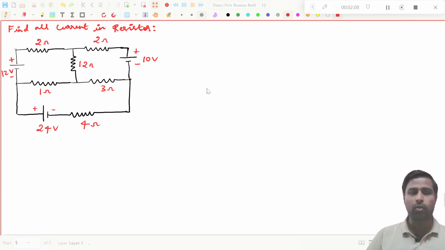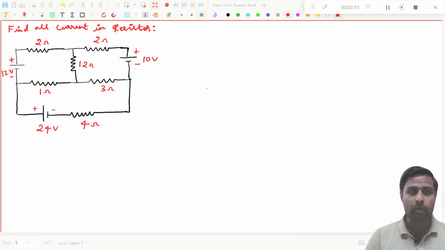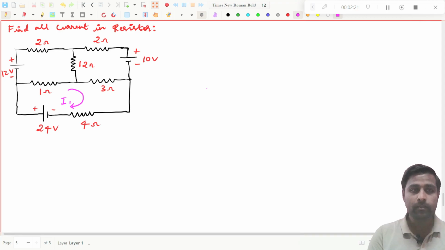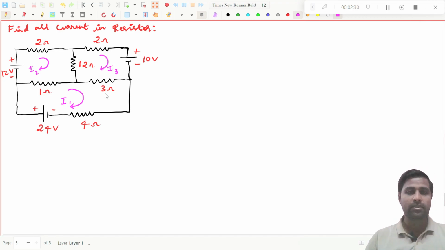So what we have to do first, as I have already told you, is to put the current directions. Here we are assuming this is I1, this is I2, and I am assuming this is I3. So these three current directions are assumed by me. I have already told you this will be assumed by us. Once you assume the current directions, you put the current directions in all the resistors.